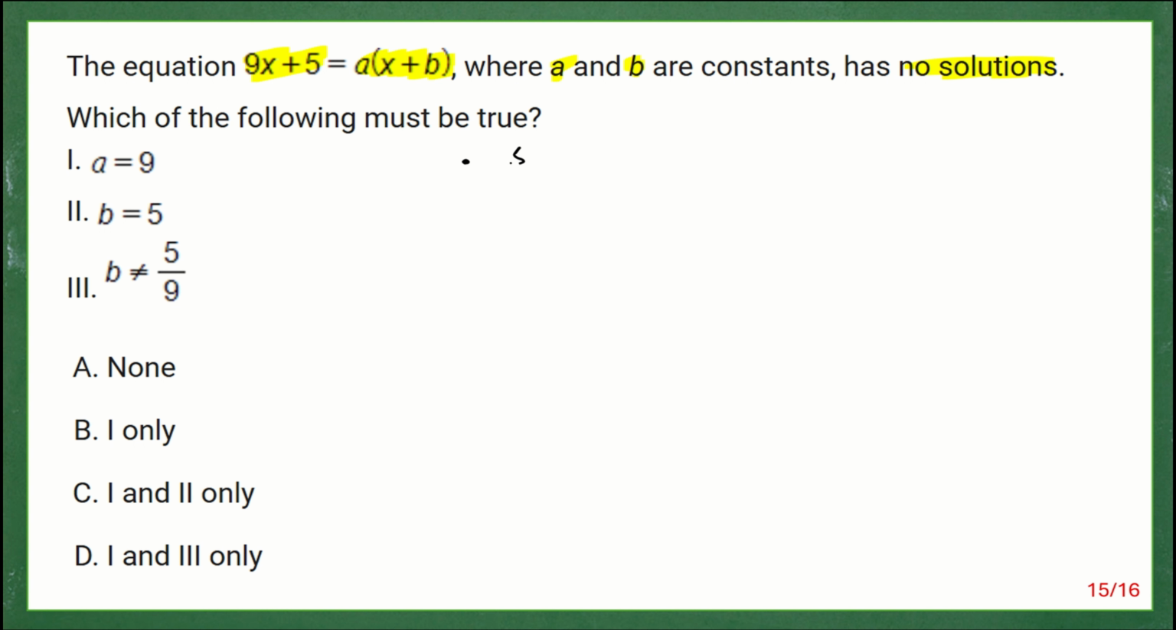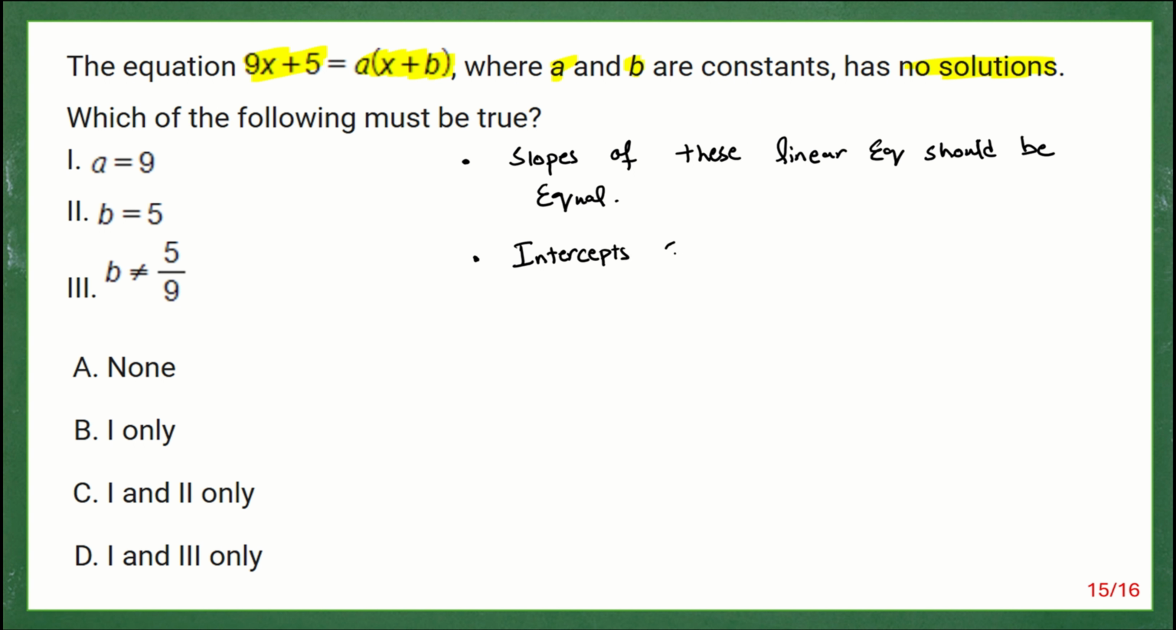One of them is that the slopes of these lines or linear equations should be equal. That is one of the conditions. And the second condition is that the intercepts should be different.